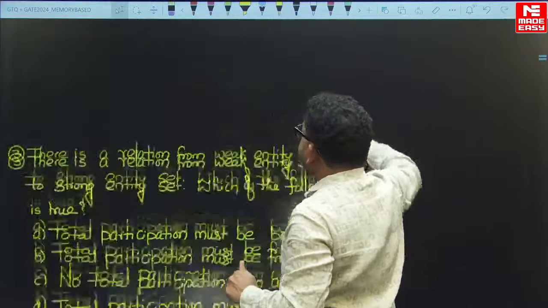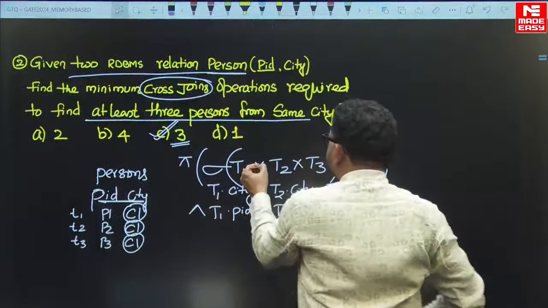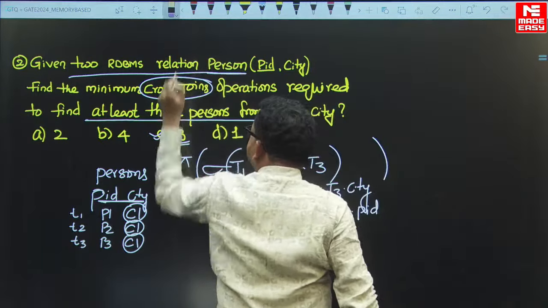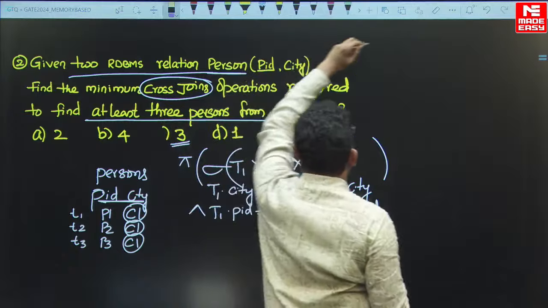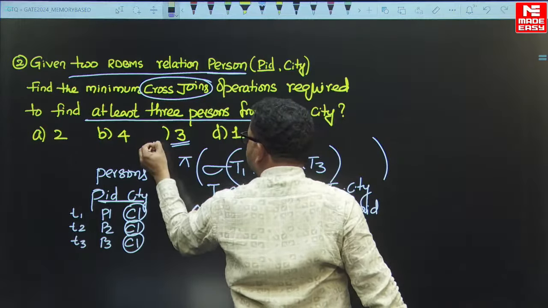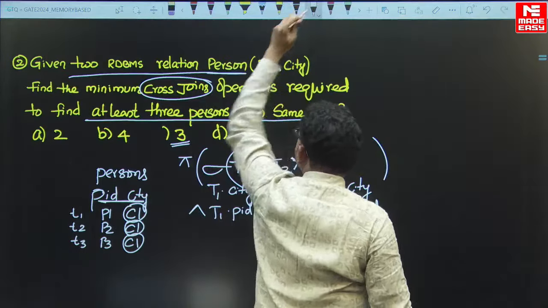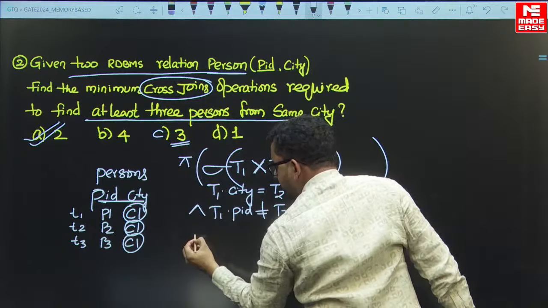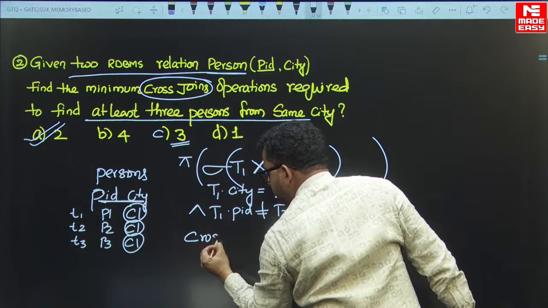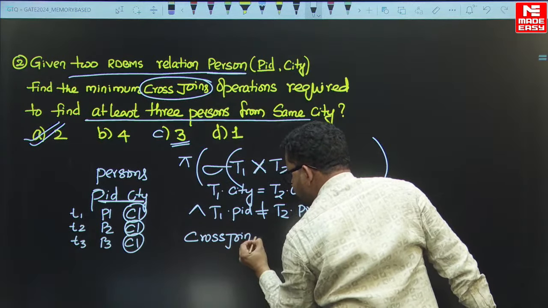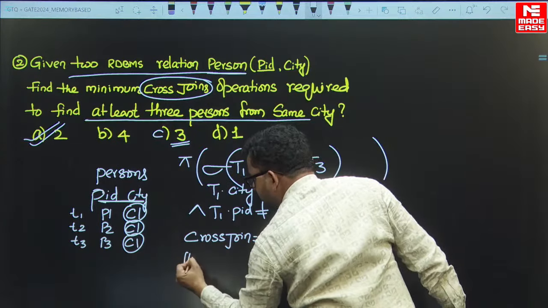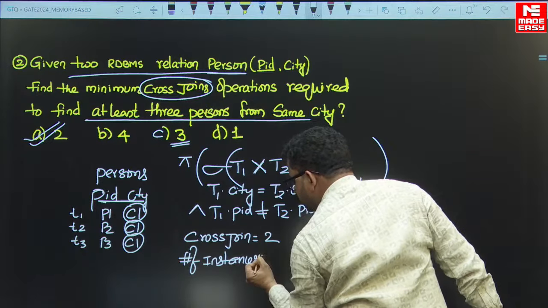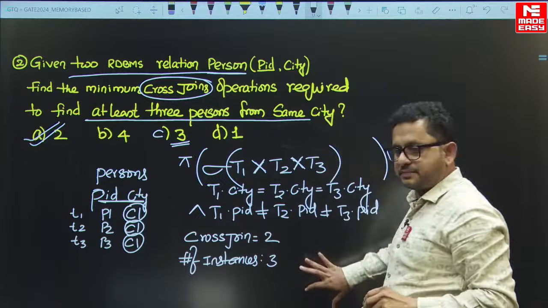Yeah, three instances we used, two cross products. The number of cross joins is 2, okay, correct. 3 instances of the data are used, and the number of cross joins is 2. So the number of cross joins is the number of instances minus one, and the number of instances is 3, right?